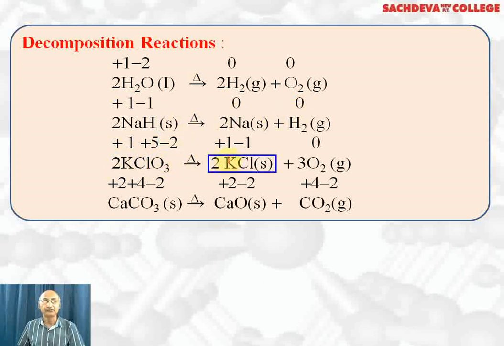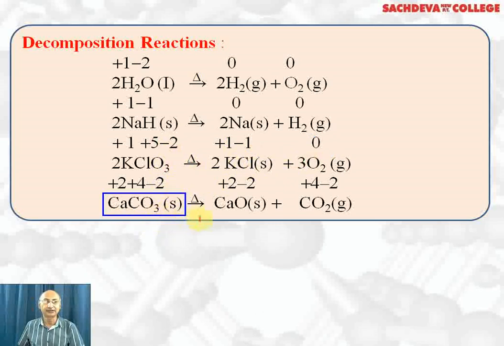In potassium chloride, potassium is +1, chlorine is -1. And in oxygen, O2, 0 is the oxidation state. So +5 is changing to -1, which means it is decreasing, whereas oxygen is changing from -2 to 0, which is increasing. So an increase and decrease in oxidation number means it is a redox reaction.